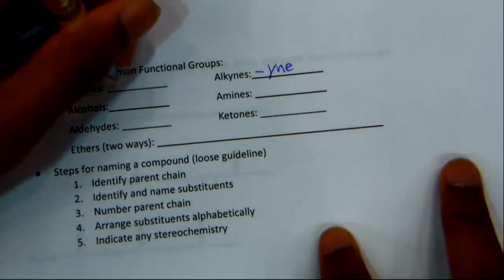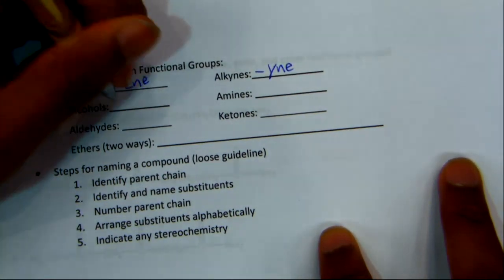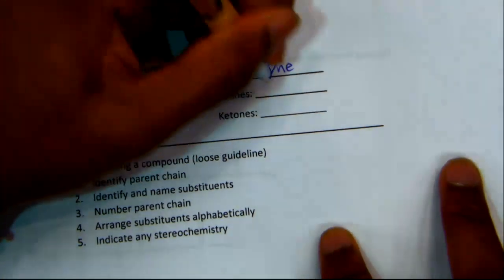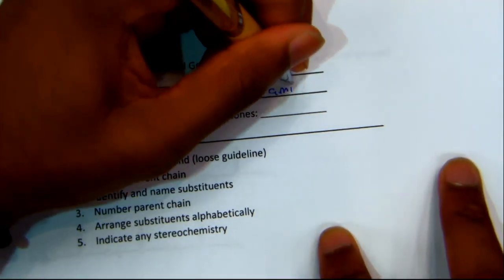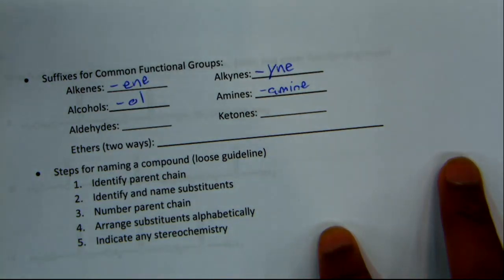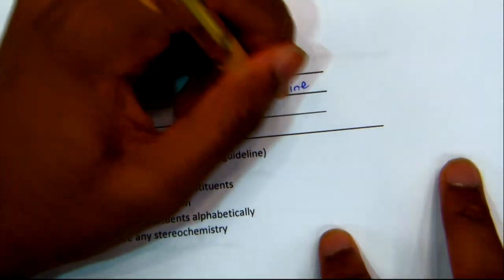Okay, so this one is going to be ENE, alcohol is going to be OL, this one will be just an amine, aldehydes are AL, and then ketones are ONE.